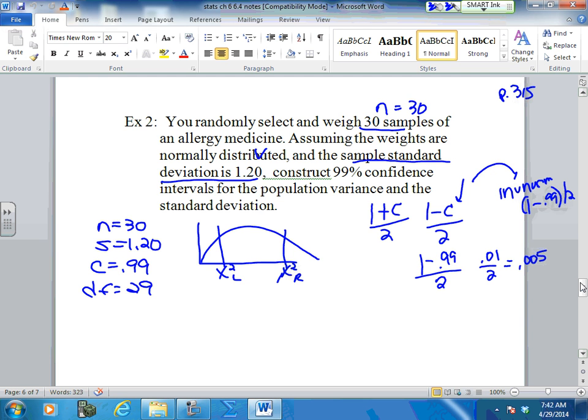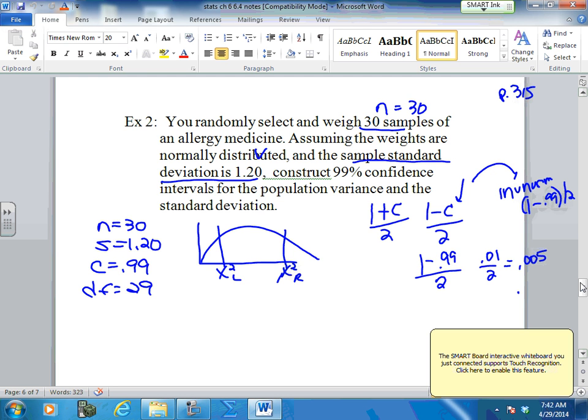Because how do you find the other one? Subtract from 1. So the other one has to be 0.995. Now, I printed you out your table 6. We're going to find your table 6, find your degrees of freedom, 29. Come across, remember this is symmetric across the top. 0.005, 0.995. The smaller number goes on the left-hand side.